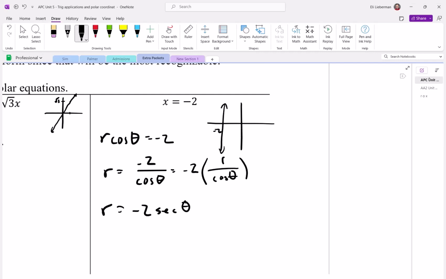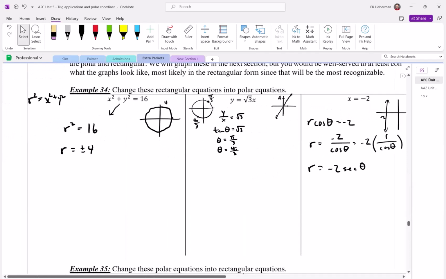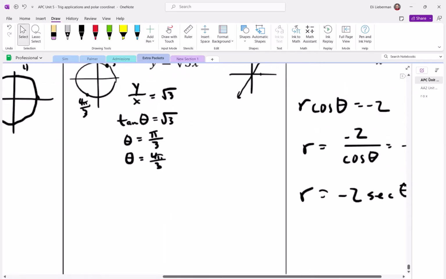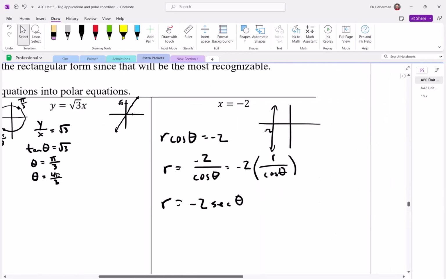Now that is definitely not as intuitive as the first one, which in my opinion is super intuitive. r is equal to 4, circle of radius 4. Perhaps it makes sense that if theta equals pi over 3, we're just going in that direction, filling in every value of r because it's not based on r. This one, I'm not going to try to give it to you in any sort of intuitive way. I'm just going to ask you to trust me that that is true.